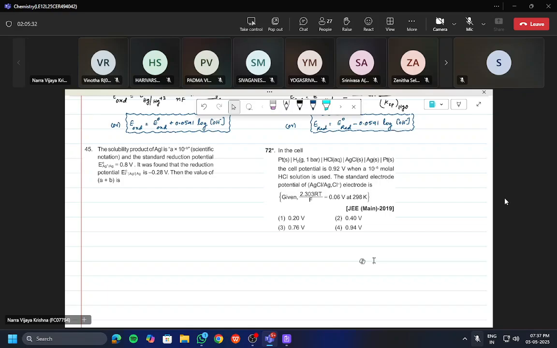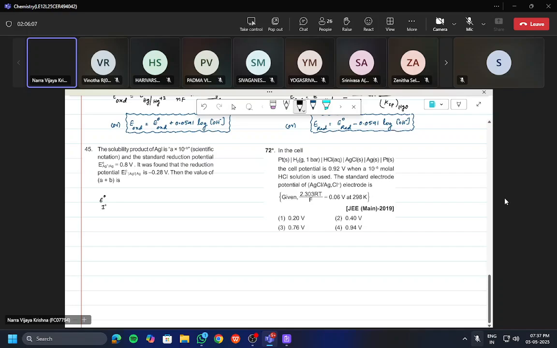Done. First question. KSP they gave. Standard reduction potential of Ag plus to Ag they gave. Alright, listen. If I am using E naught of Ag plus to Ag, what should be the formula? And what is this? I minus, AgI, Ag. See that carefully.